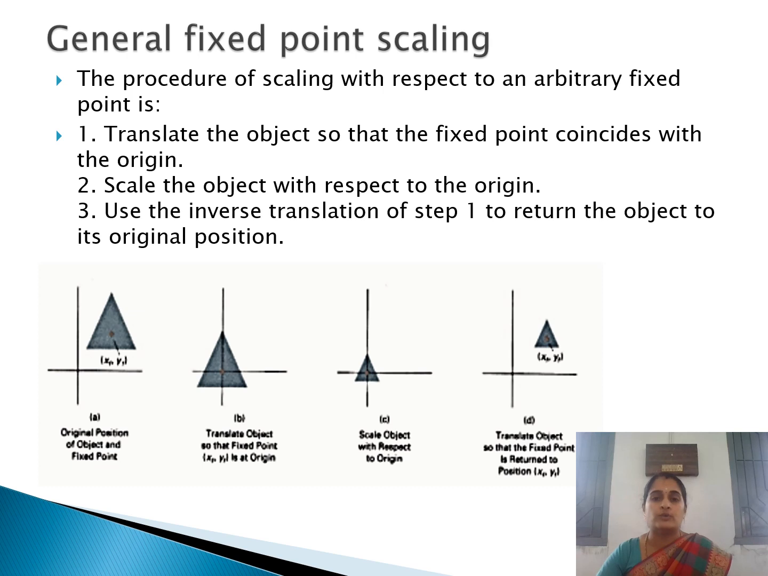And then scaling the object with respect to the origin. The third diagram represents the scaling of the object. The object is now decreased in size; changing the size of the object is called scaling with respect to the origin. The third procedure is to use the inverse translation of step 1 to return the object to its original position, that is, moving the object from one position to another along a straight line path. This is called general fixed point scaling.